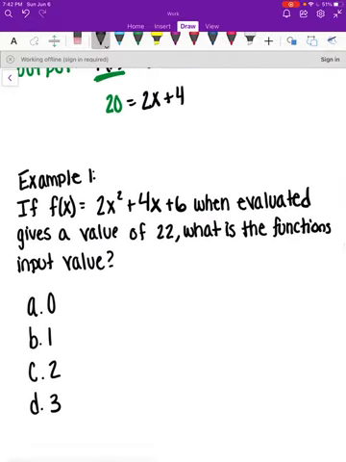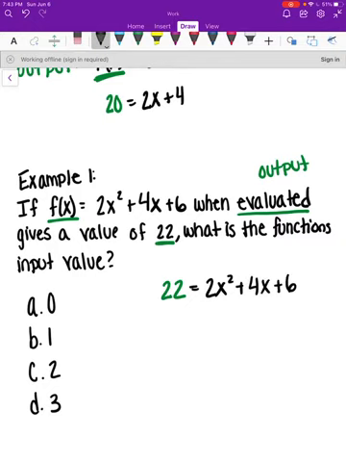So example 1, I made it multiple choice, is if f of x equals 2x squared plus 4x plus 6 when evaluated gives a value of 22, what is the function's input value? So I need to know the input. What am I putting into the equation to be evaluated? This is another word for output, to get an output of 22. Okay, so in other words, I'm going to replace this with 22 equals 2x squared plus 4x plus 6. What is x?